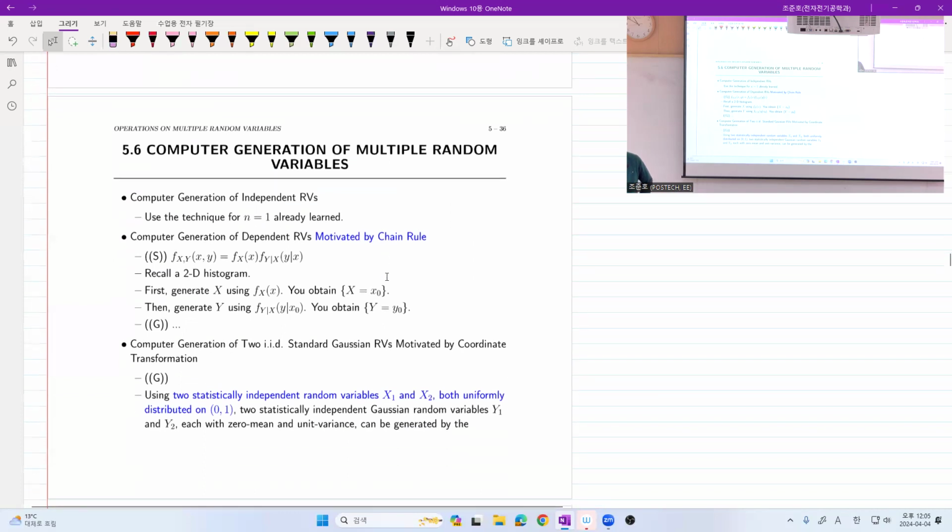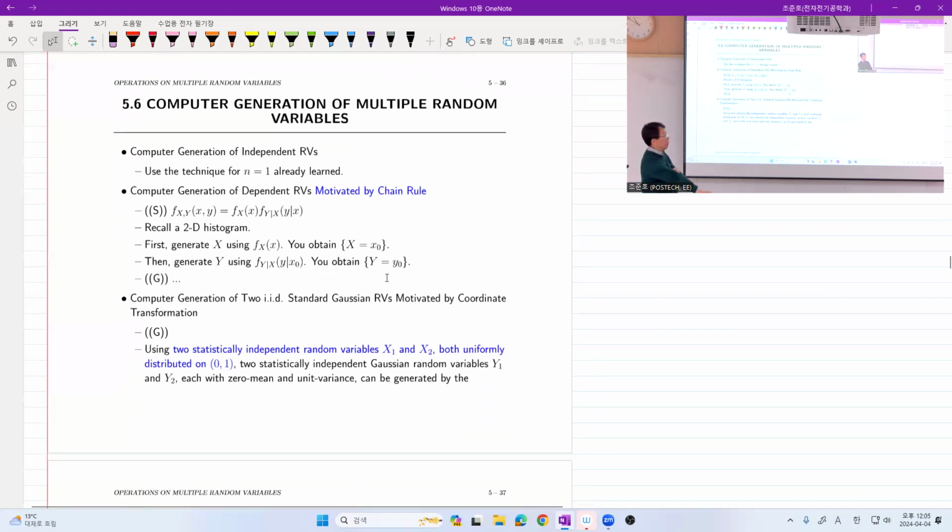Okay, we have the last topic, computer generation of multiple random variables. Let's review what we've done for a single random variable. What was the key idea? We wanted to generate a single random variable. We wanted to have a random number generator, and for an arbitrary random variable, we would need some arbitrary generator.